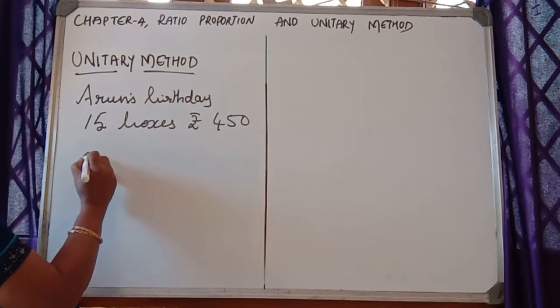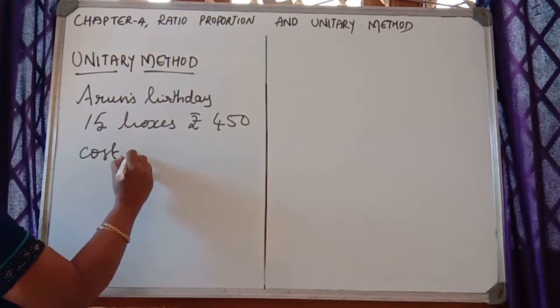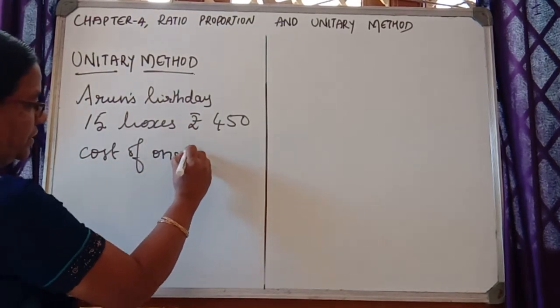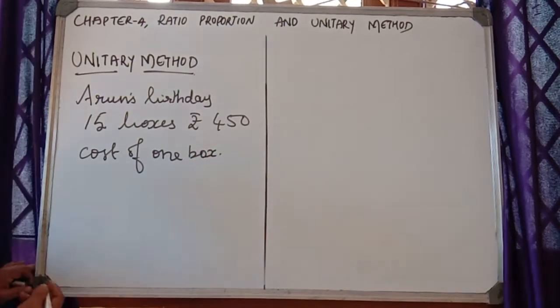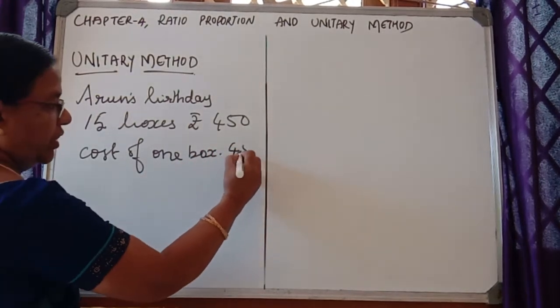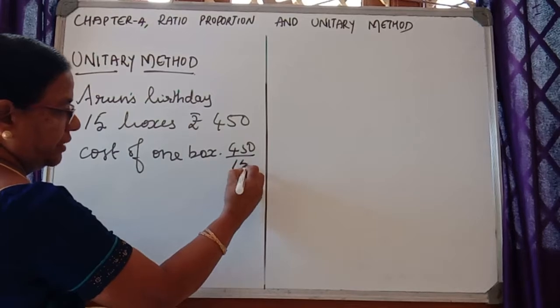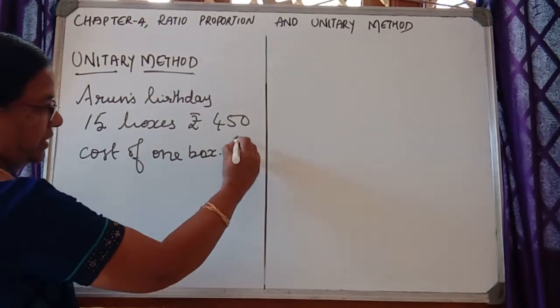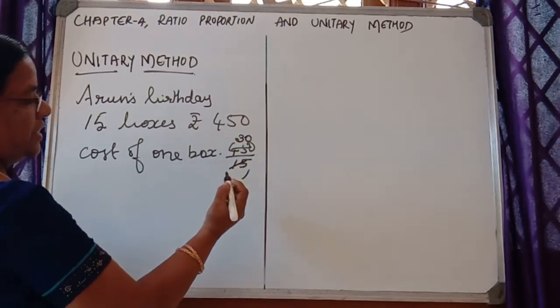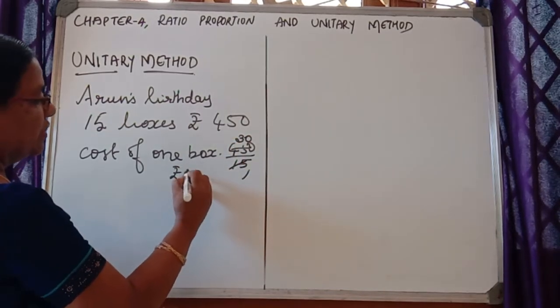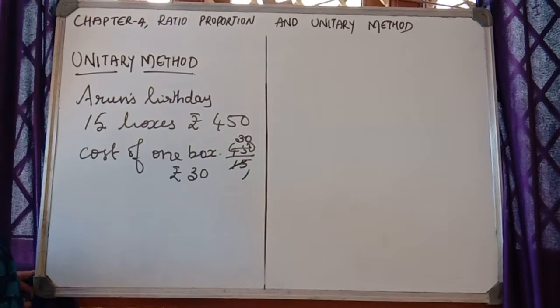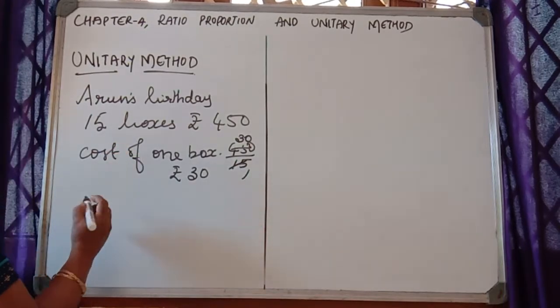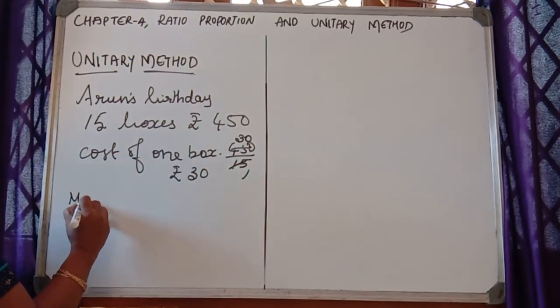First, we have to find out the cost of one box. How can we find it? Divide the total cost by the number of boxes. 15 ones are 15, 3 15s are 45, 0. So what is the cost of one box? 30.